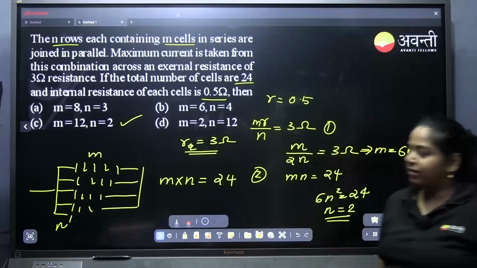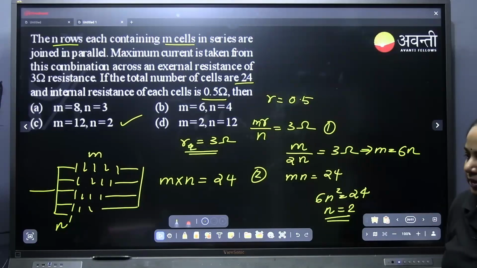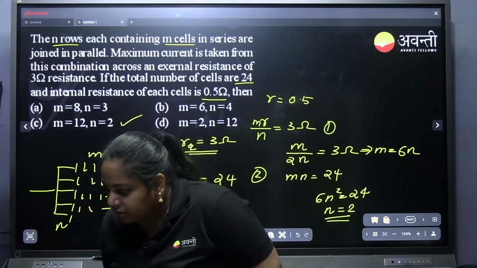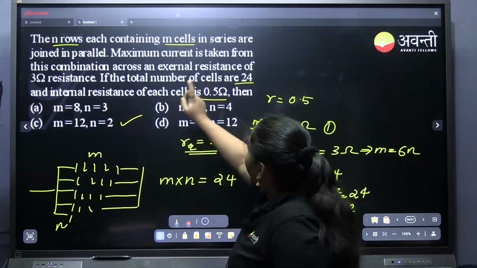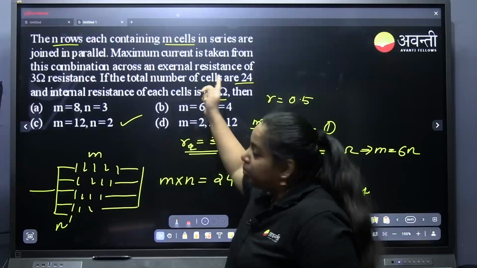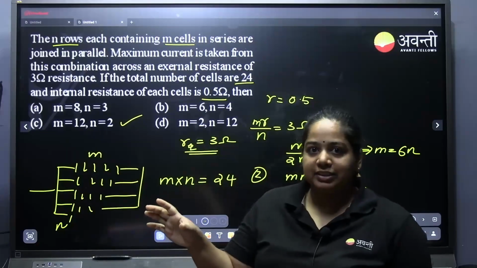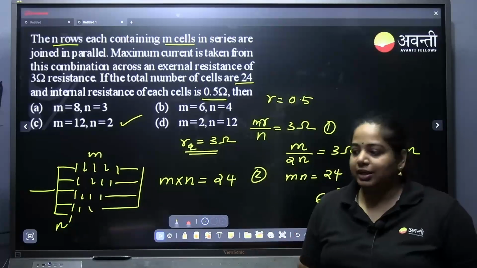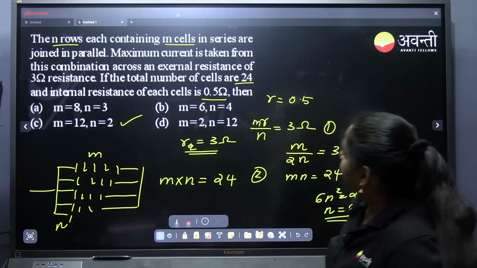Only one option is having N equal to 2. Okay, is that clear for all? 3 ohm is the external resistance or the resultant internal resistance. They are saying maximum current taken is equivalent to 3 ohm resistance. So the internal resistance sum should also be equal to 3 ohm. That's what. Now understood?